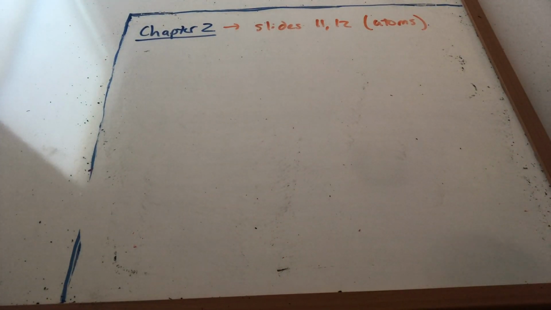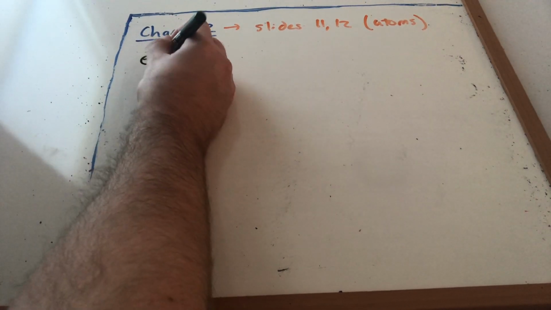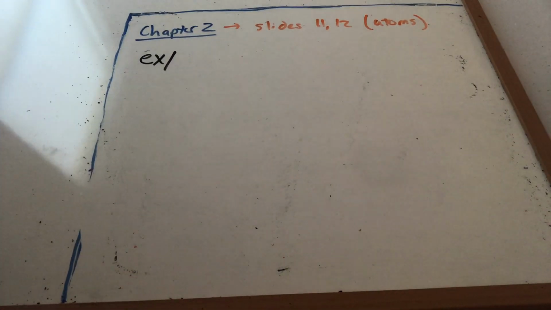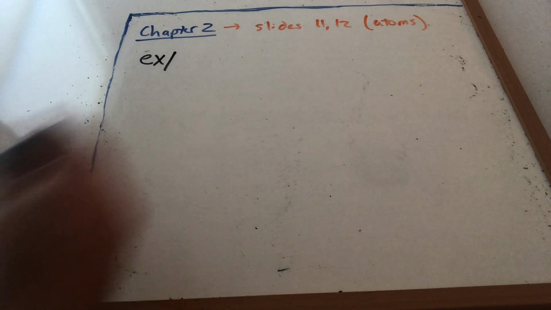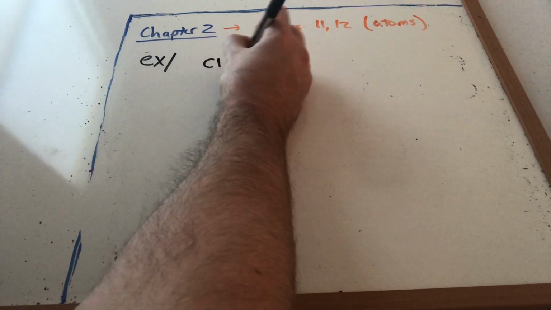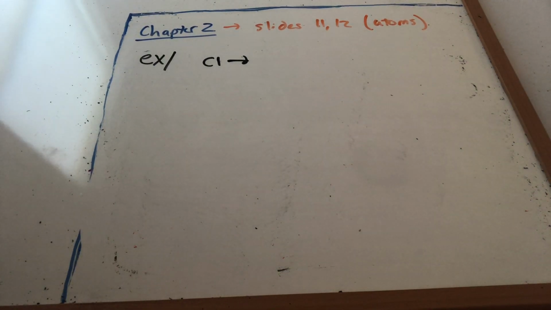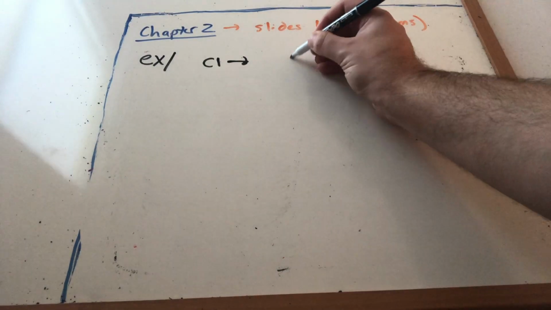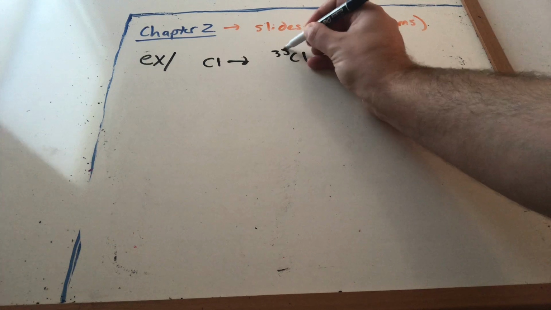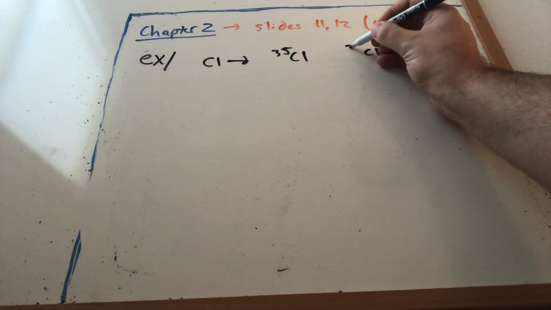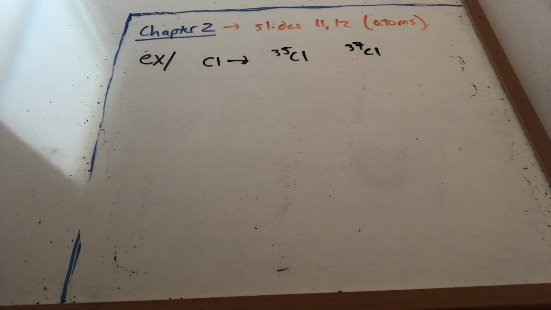conceptually, we're going to do an example problem together, okay? It's the easiest way to elucidate what that symbolism means, right? So here's our example. We're going to be looking at chlorine, and we're going to be given some information about chlorine. There are two types of chlorine, right? Chlorine 35 and chlorine 37. Now, you might even see chlorine represented like this, okay?